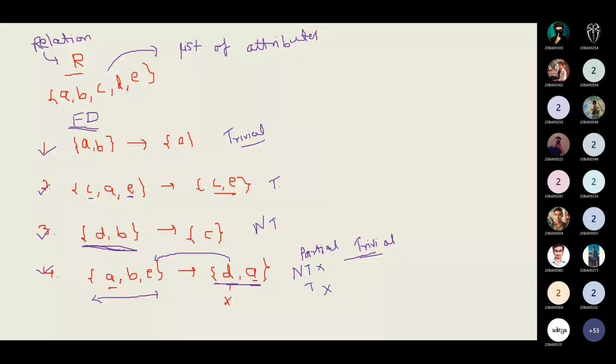Yes, sir. So far we have seen two different types of functional dependencies. One is non-trivial and the other one is trivial functional dependency. Good.